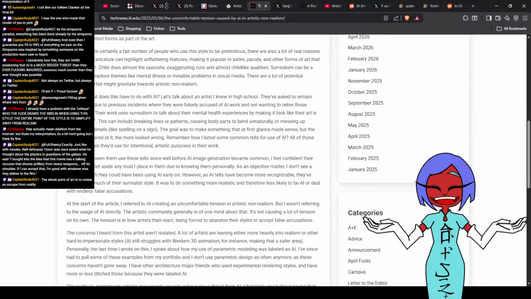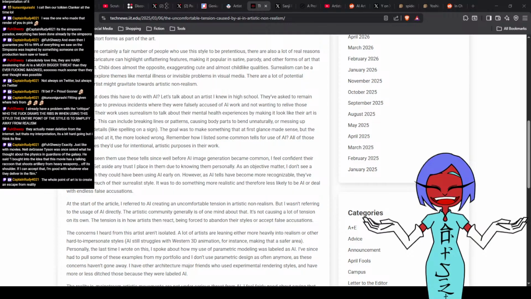Let's see. Captain Rudy says that also means that nothing is truly original. Everything has been inspired by something they saw or heard and made their own interpretation of it. Kura says, I call Ben our Tolkien clanker all the time. Well, fair enough. Captain Rudy says, I was the one who made the pink render of you and the render of you in pink. Oh yeah, thank you. That was a really good render.